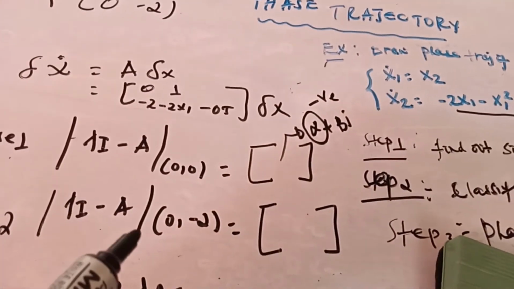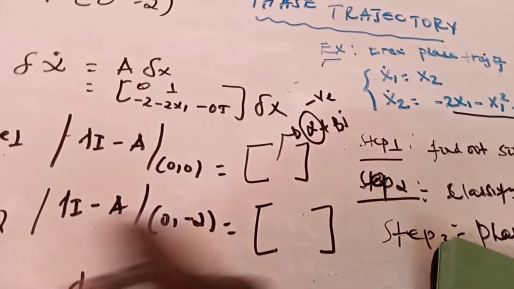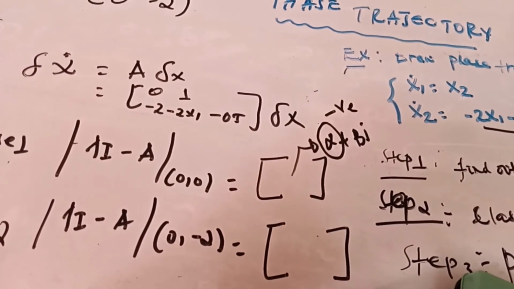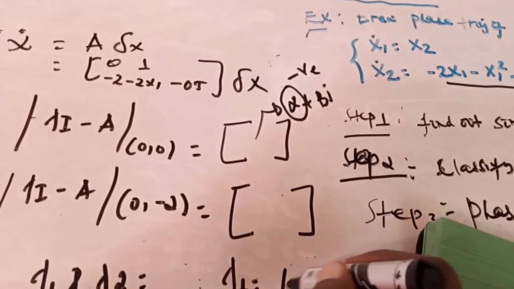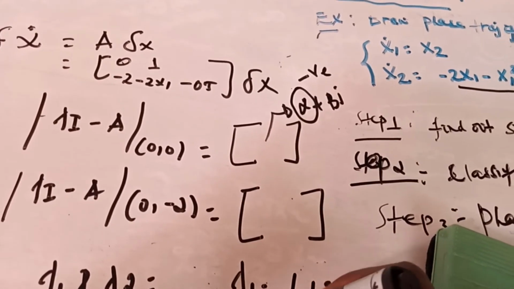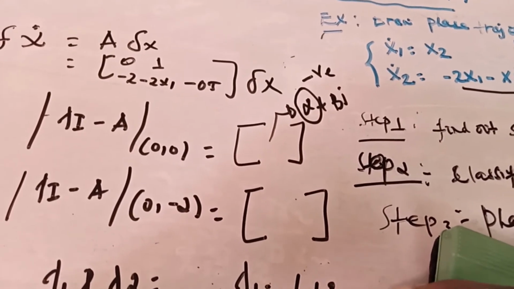In the second case, we substitute the value in the equation. Lambda 1 is equivalent to 1.19, and lambda 2 is equivalent to negative 1.69.